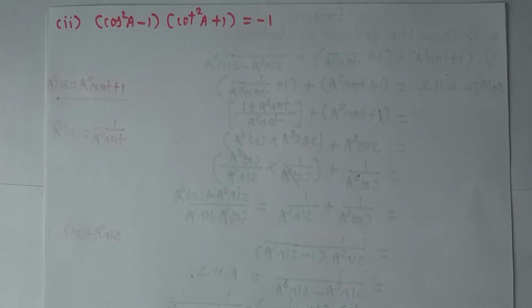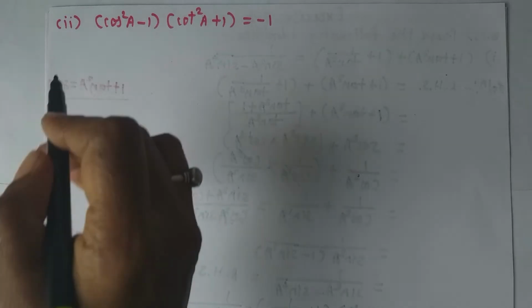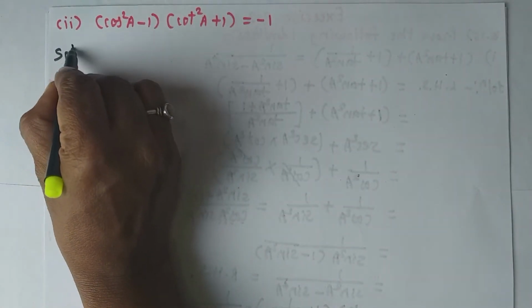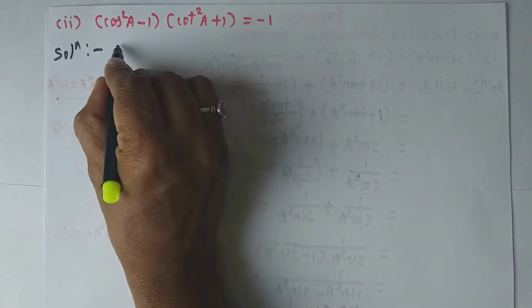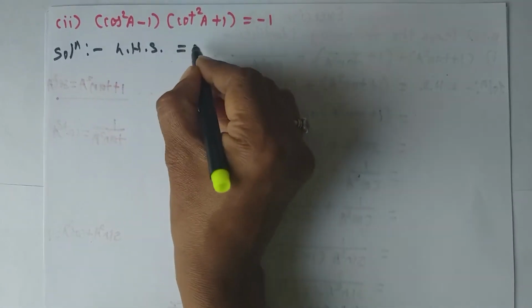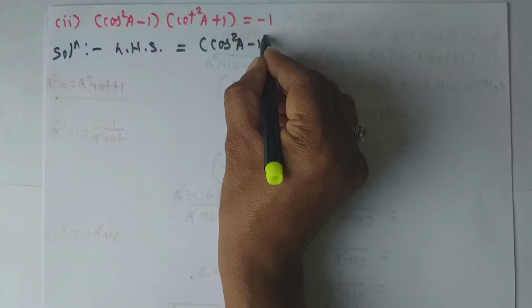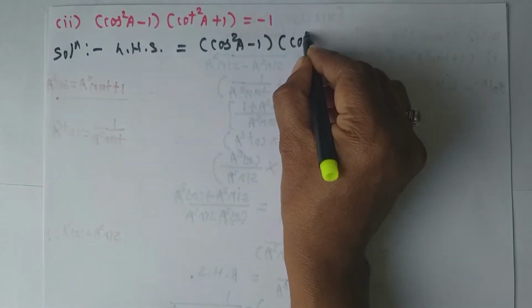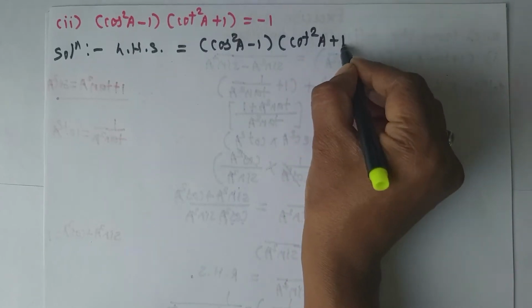What is it? Prove the following identity. In one bracket, there is cos square a minus 1, in the second bracket, cot square a plus 1, is equal to minus 1. In a similar way, as we have proved in the first problem, take the left hand side, write down this cos square a minus 1, and in the second bracket cot square a plus 1.